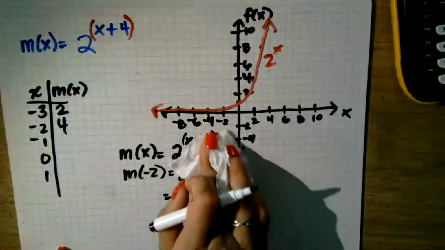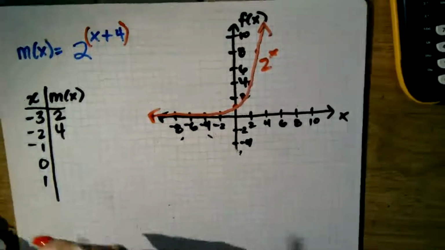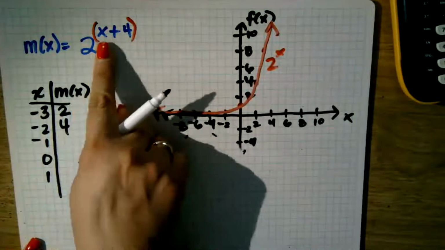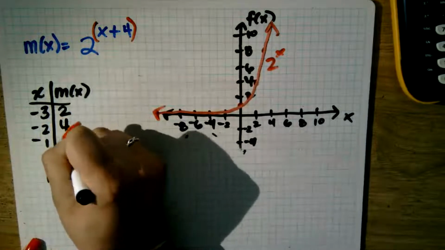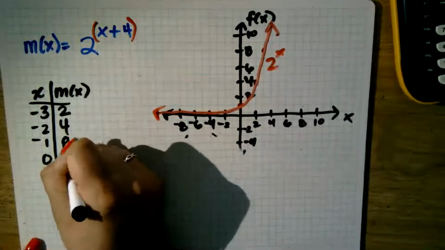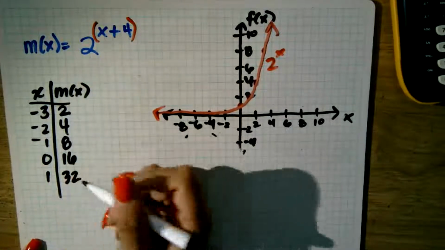Okay, I hope you can see a pattern now. -1 plus 4, so let's see if we can do this now internally. -1, that's my new input, plus 4 gives me 3. 2 to the third power is 8. 0 plus 4 is 4. 2 to the fourth is 16. 1 plus 4 is 5. 2 to the 5 gives me 32.